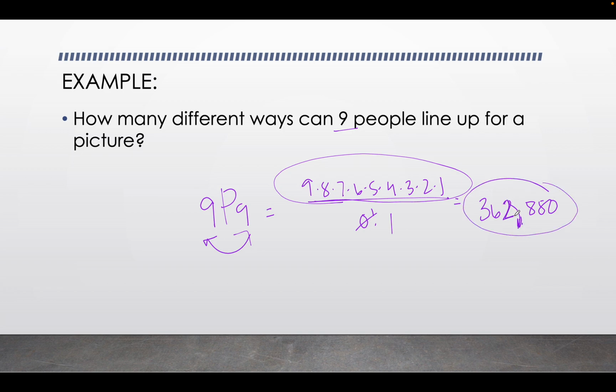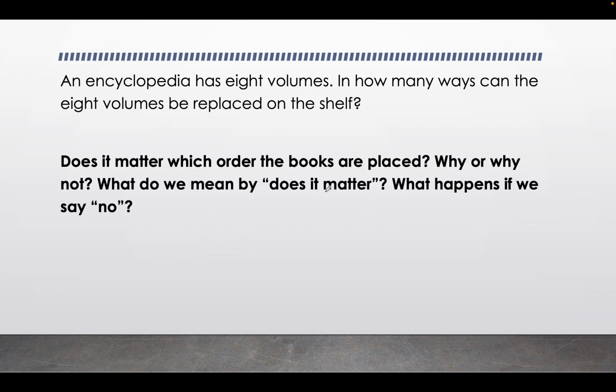Okay, now that seems like quite a lot, but remember 9 times 8 is already 72, and 72 times 7 is already 504, so that gets really big really fast.